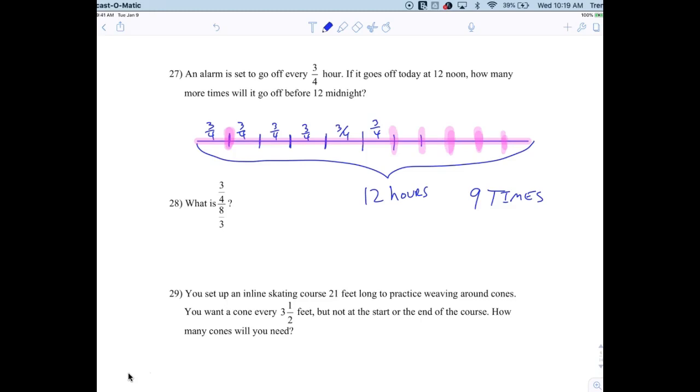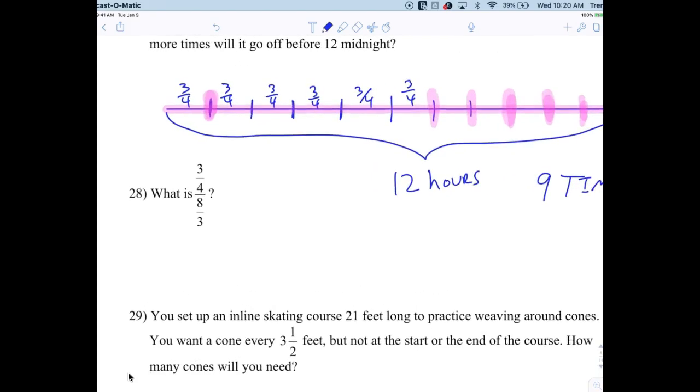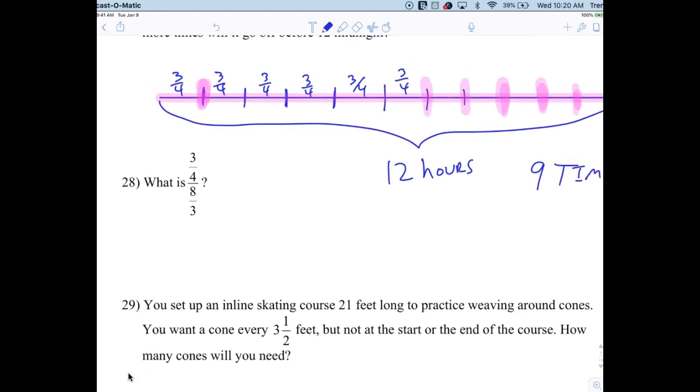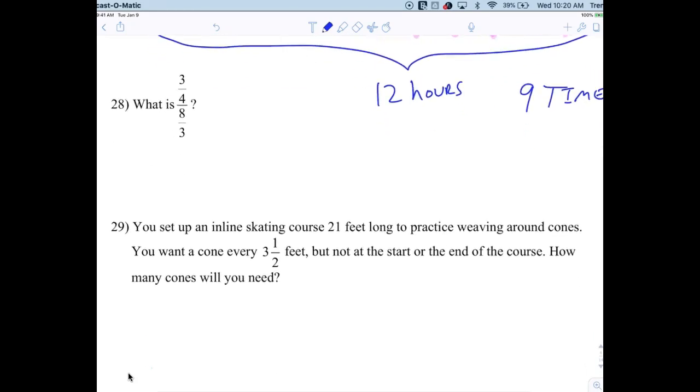So if I said the alarm is going to ring every 30 minutes, is it going to ring more than 12 times or less than 12 times? Right, because it's going to ring how many times an hour? If it's 30 minutes. Right, so here, no, here's what I'm asking you.